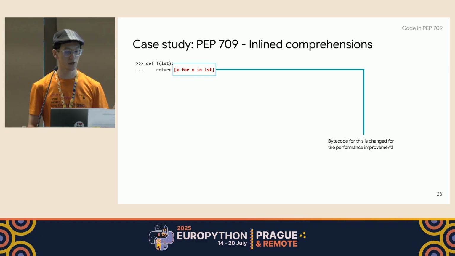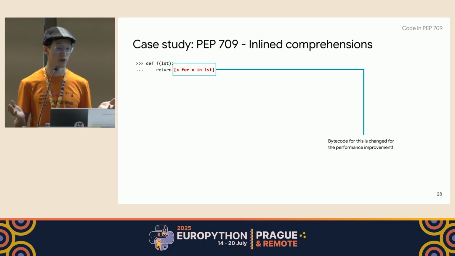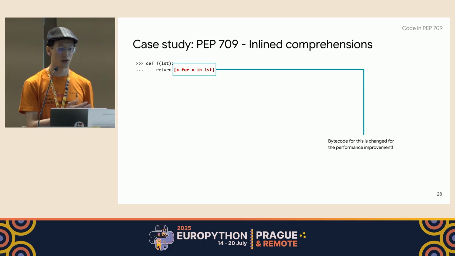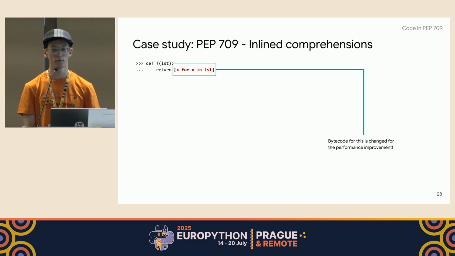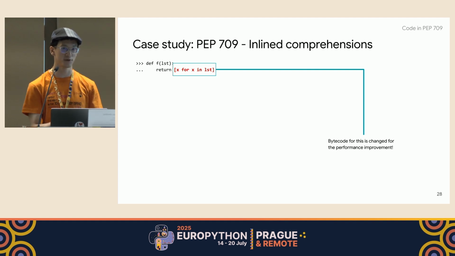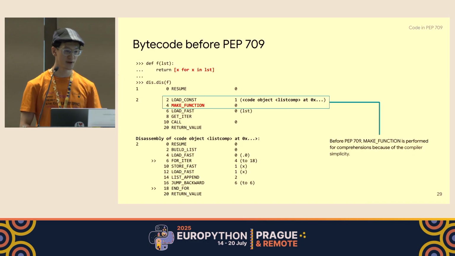It provides an example here. The example code defines a function whose argument is a list, and then we run a list comprehension inside the function and return it. The goal of PEP 709 is to improve Python performance by simplifying the bytecode behind the Python code. To see that, we need to go through all the bytecode together.